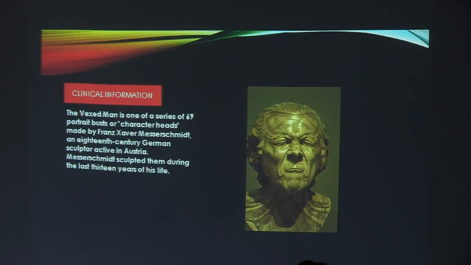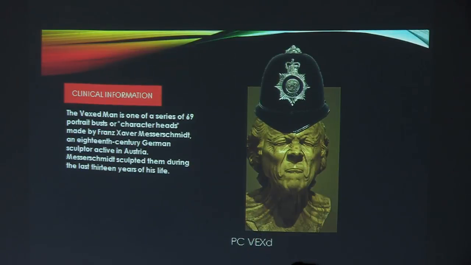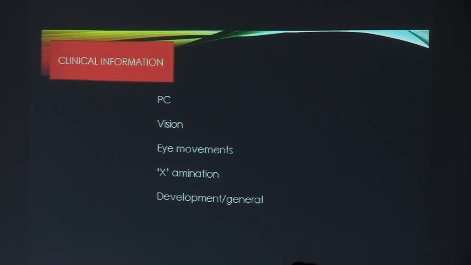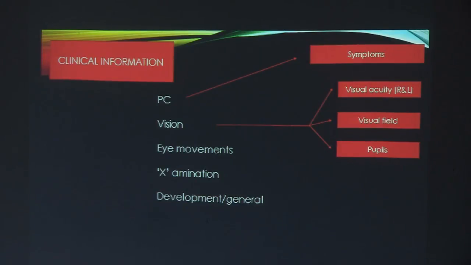This is a silly way of remembering it, but this is a vexed man from Mr. Messerschmitt, and if he was a constable, he'd be PC vexed. So PC vexed is a way to remember to gather clinical information. Presenting complaint, it's pretty self-evident. Vision. On referrals that we receive, some of these bits are sometimes missing. Sometimes you can't gather this information because if it's a child, it's not always possible. But these are really important measures of vision, and visual field in particular, pupils in particular, will get all of us out of trouble on occasion to spot dangerous pathology.